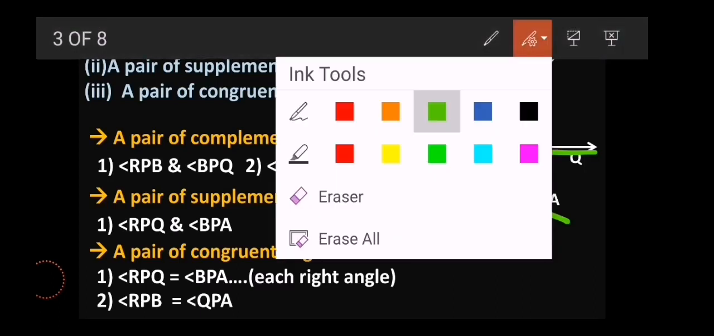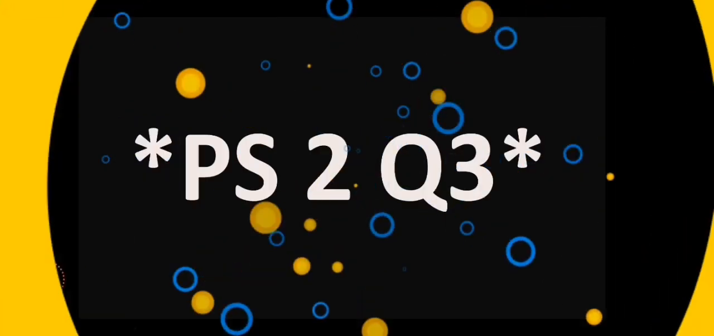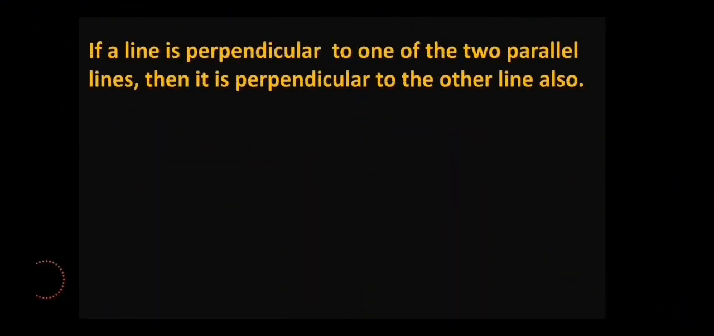Let's try to solve the next question now, that is question number 3. The question is on your screen. If a line is perpendicular to one of the two parallel lines, then it is perpendicular to the other line also. Simple, very simple, don't worry.